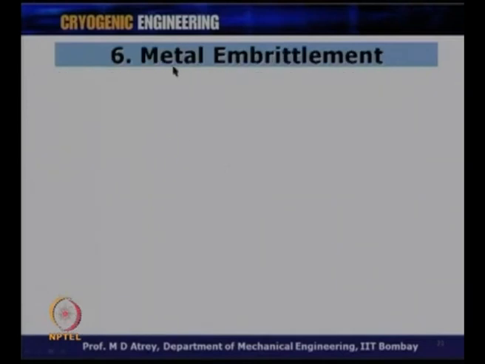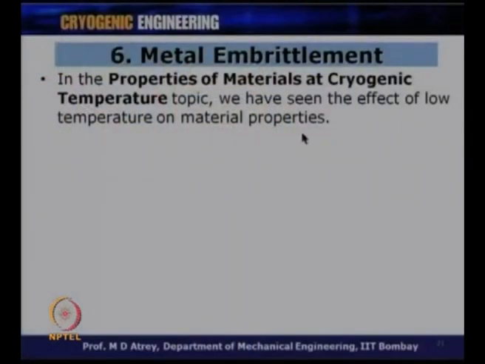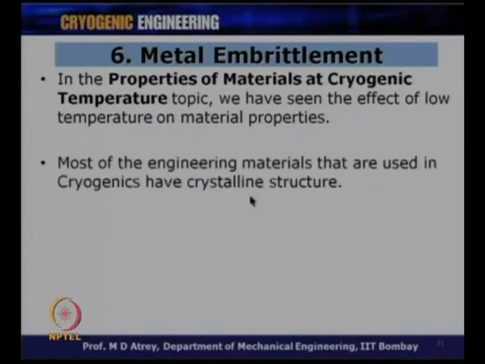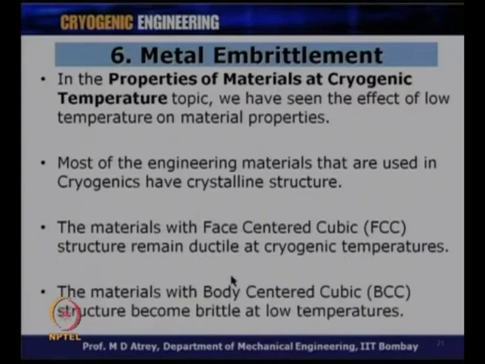And lastly, we have other hazards related to metal embrittlement. In the topic on properties of materials at cryogenic temperature, we have seen the effect of low temperature on material properties. Most of the engineering materials used in cryogenics are crystalline structures. Materials with face centered cubic or FCC structures remain ductile at cryogenic temperature, but if your material is of BCC type, and if your design is incorrect and you have taken such BCC materials, the material with BCC structure becomes brittle at low temperature. Suddenly, when subjected to low temperature, these materials can crack or break down, leading to pressure rise, leaks and things like that.